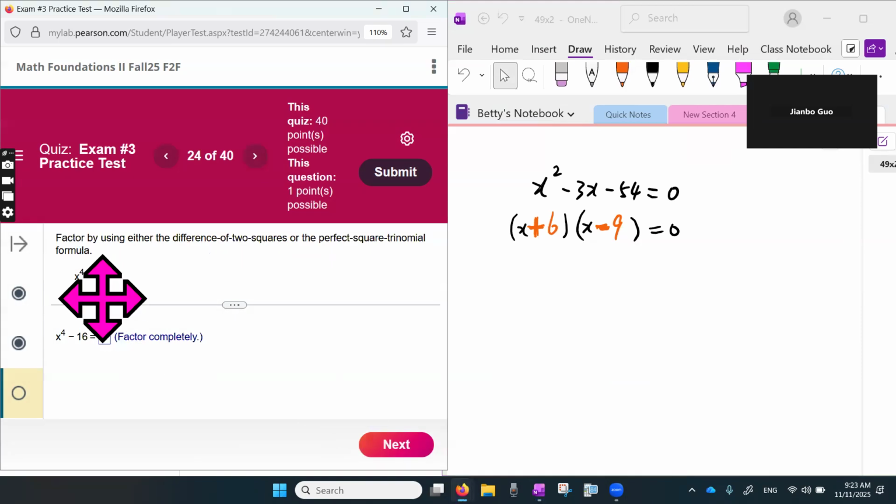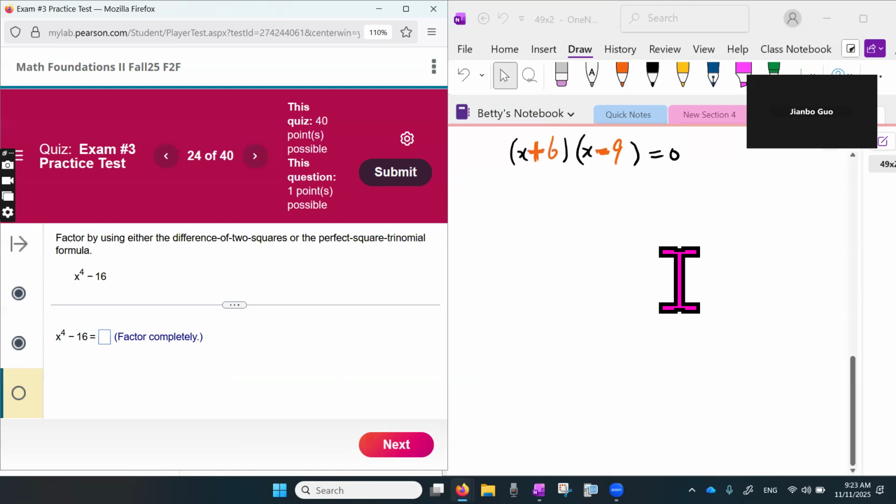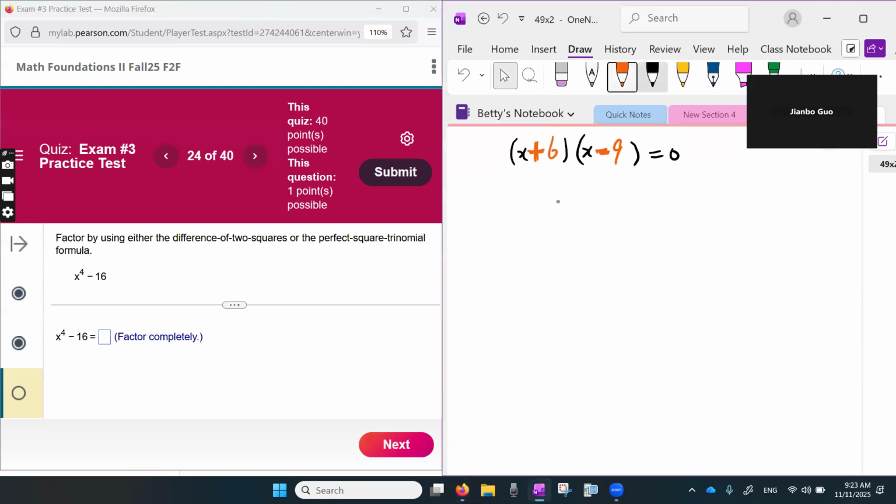Factor. This obviously is a difference of two squares, right? But this question is degree 4. This binomial is degree 4.